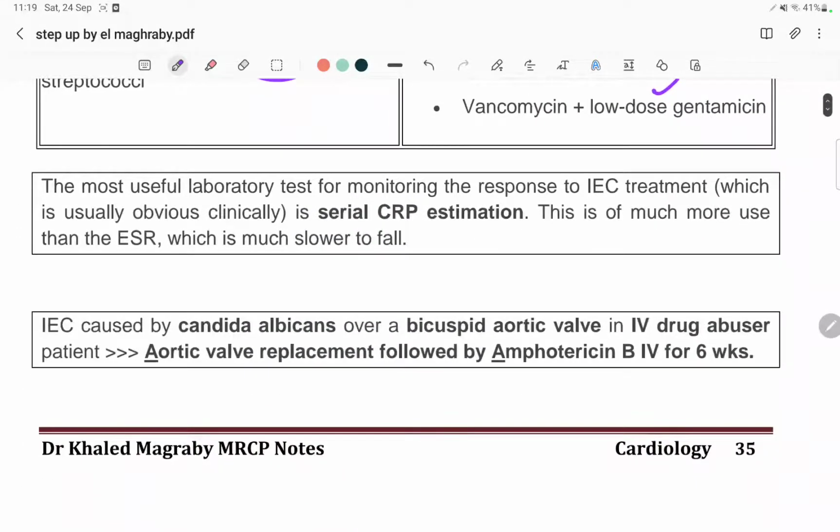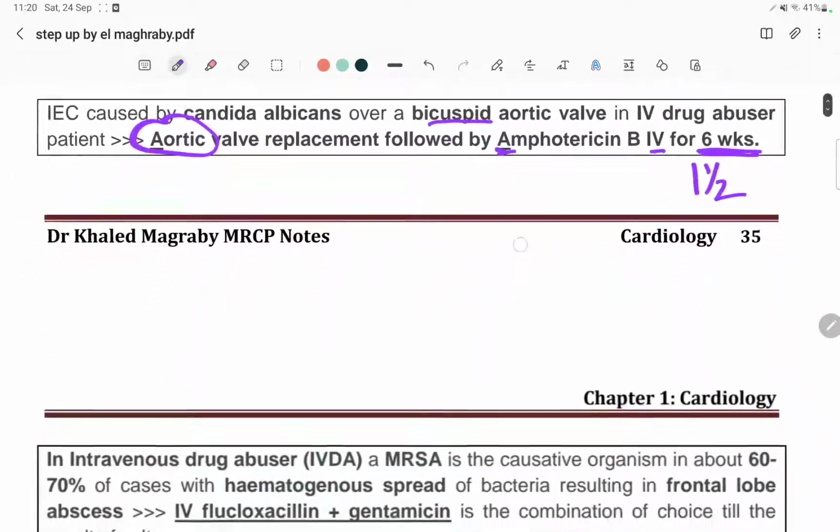The most useful lab test for monitoring response to treatment, which is usually obvious clinically, is serial CRP estimation. This is of much more use than the ESR, which is much slower to fall. Infective endocarditis caused by Candida albicans, or bicuspid aortic valve in an IV drug user, is treated with aortic valve replacement followed by amphotericin B IV for 6 weeks, about 1.5 months. You have to keep on giving amphotericin B, which is a pretty long time.